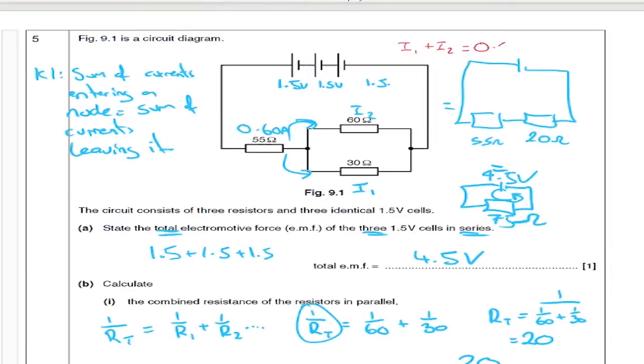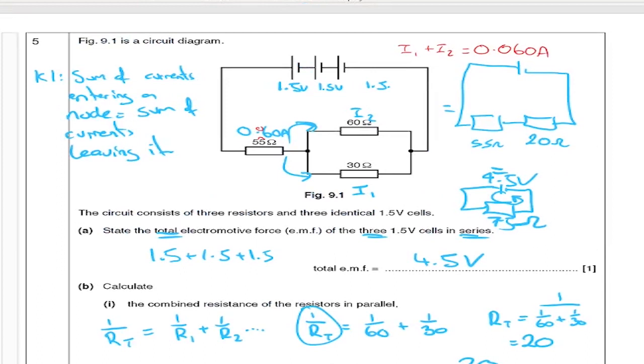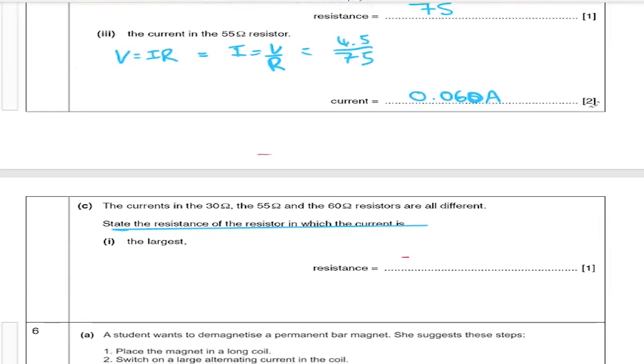0.06, shouldn't it? 0.060 amps. Let's put a zero in there. So some of the current will go through the 60 ohm, some of the current will go through the 30 ohm. But immediately I can see that neither of those will be as big as what was through the 55 ohm. So my answer is the most current goes through the 55 ohm resistor.